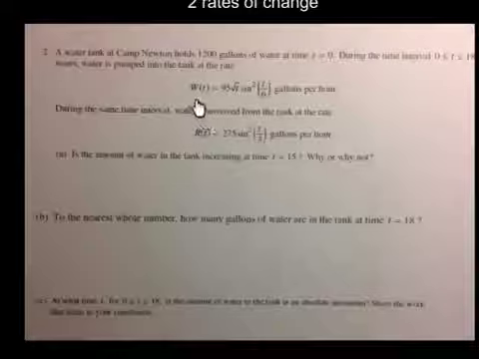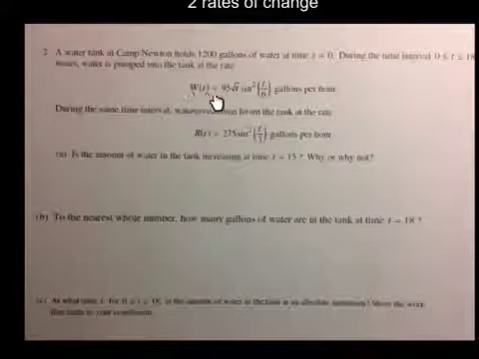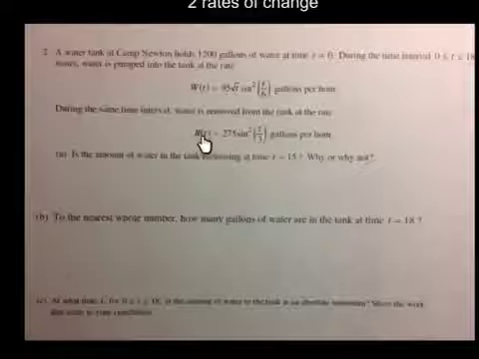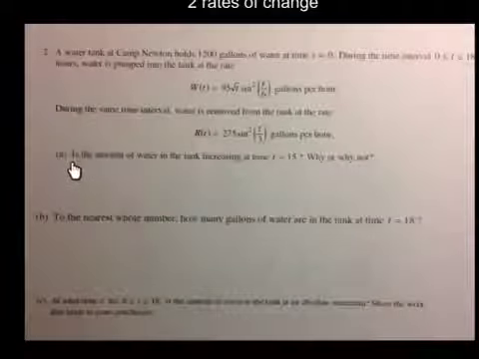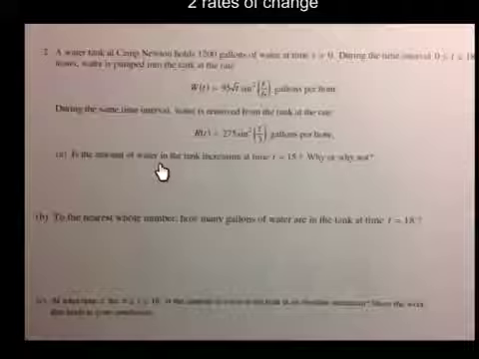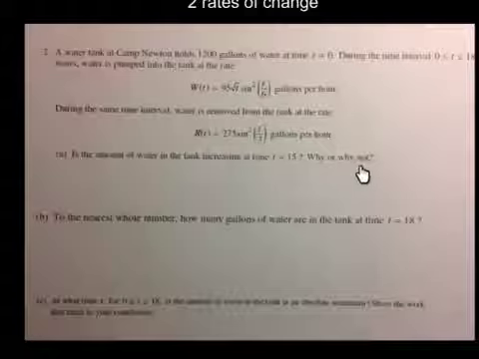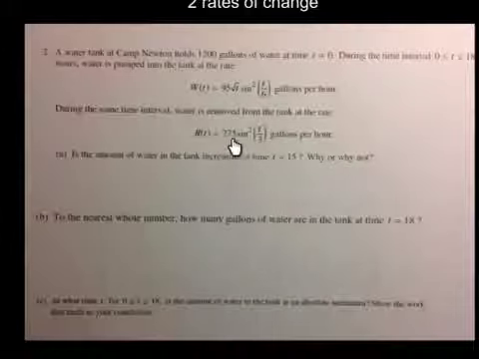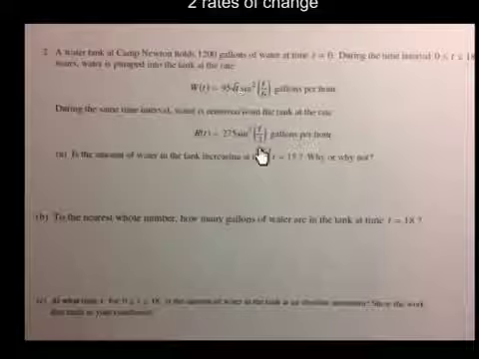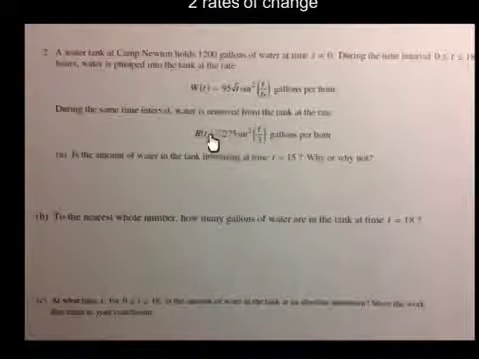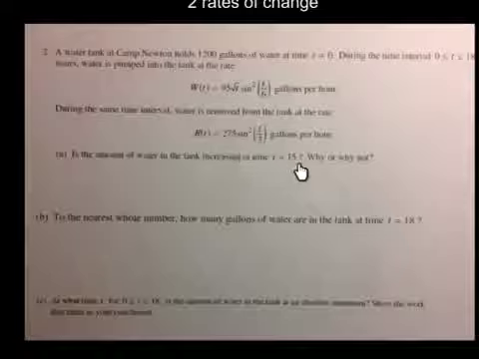So you have basically a derivative of water going into the tank, and this is a derivative of water leaving the tank, water going out of the tank. So for part A, it's asking, is the amount of water in the tank increasing at t equals 15? Why or why not? So they want to figure out, is there more water going into the tank at 15, or is there more water leaving the tank at 15?